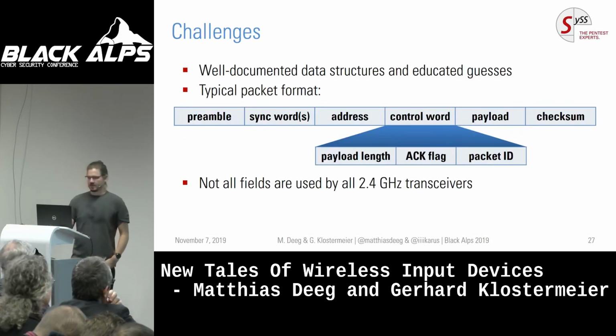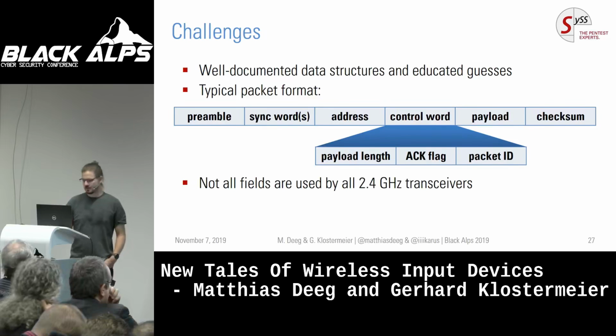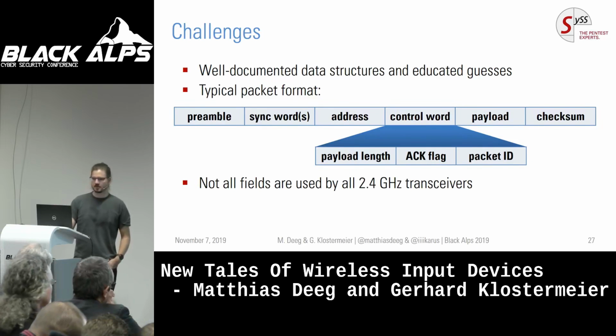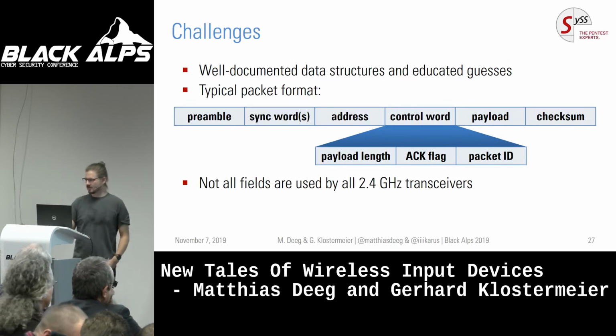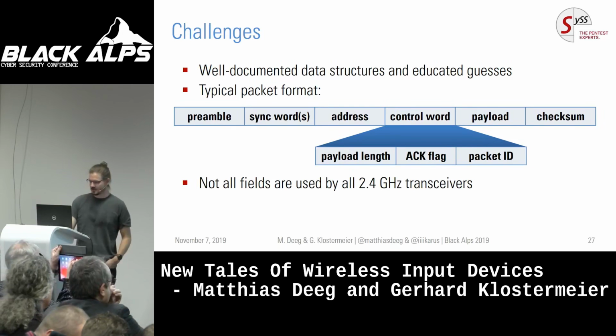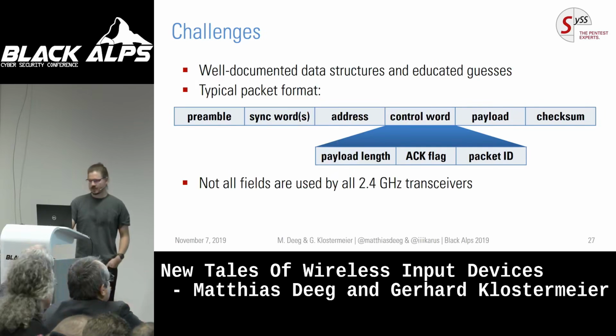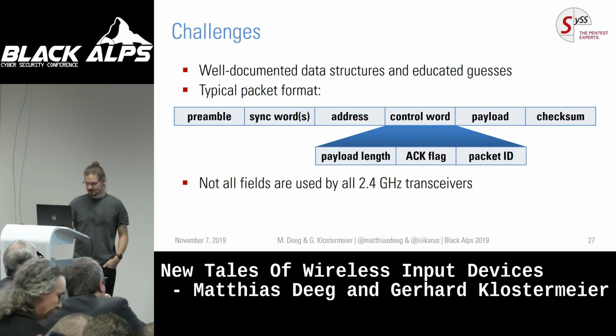The data structure for these packets is most of the time pretty similar. They have a preamble, a sync word. There's an address, of course, because if your neighbor buys the same keyboard, you don't want your key presses operating the neighbor's PC or the other way around. There are some control fields, the actual payload, and a checksum. This was true for most of the receivers.